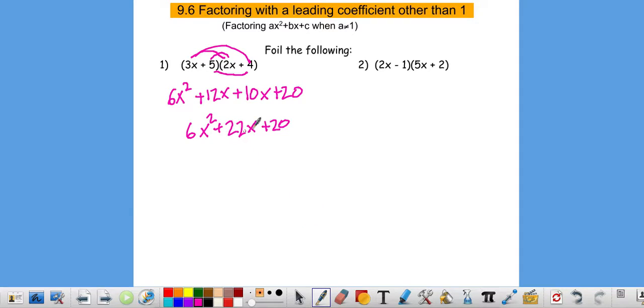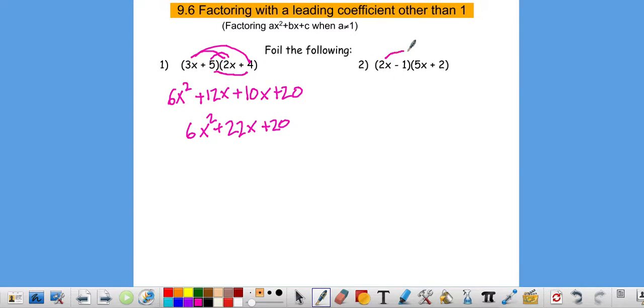So what this means is that if we started with 6x squared plus 22x plus 20, that would factor to 3x plus 5 times 2x plus 4. That's going to be our goal today. Let's try another one, and then we'll talk about how we could do this in reverse.